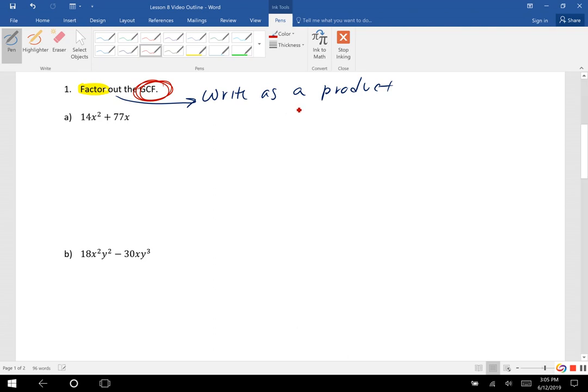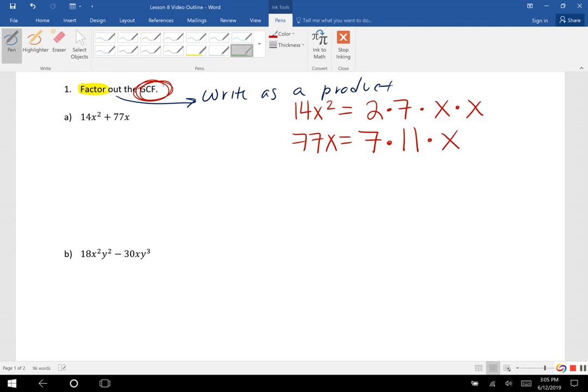just by looking at the expression. So the idea is we have a 14 and an x squared in the first term, and then the second term is 77x. I know 14 is 2 times 7, and x squared is x times x. 77 is 7 times 11, and then there's just one x. And so the idea is the GCF is whatever these terms have in common. And so they both have 7s, and they both have 1x. That's the only factors that are in common.